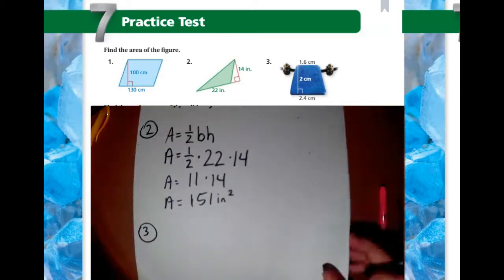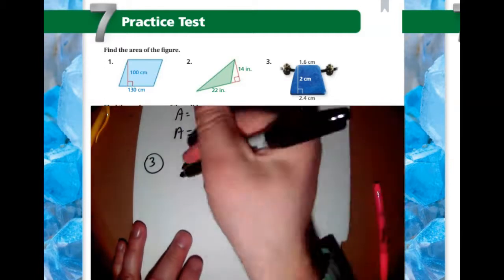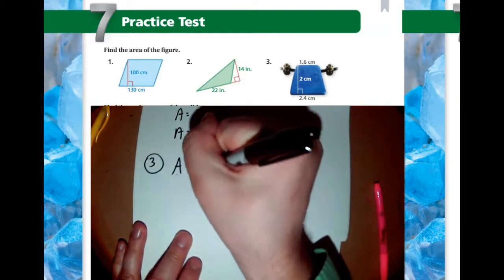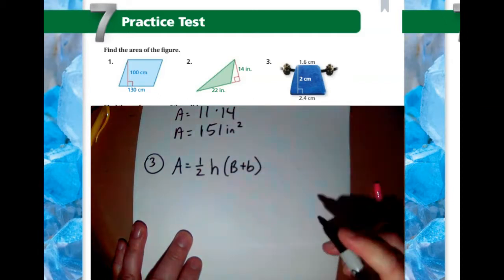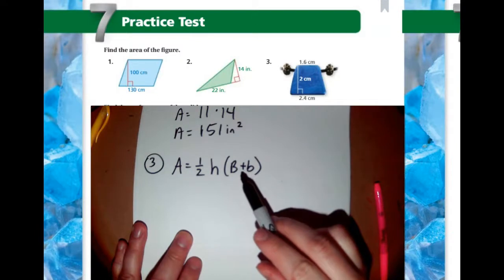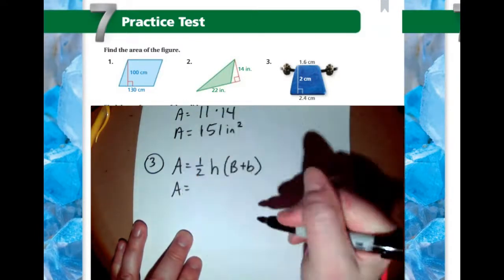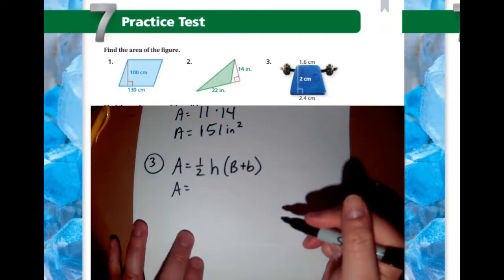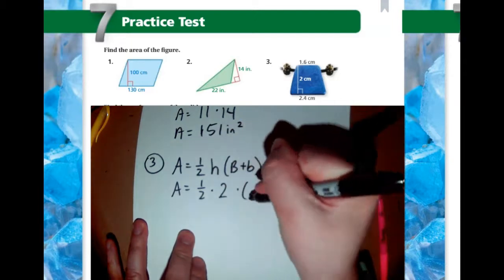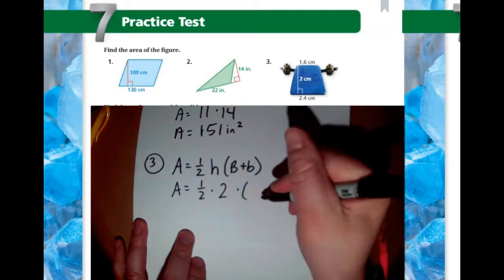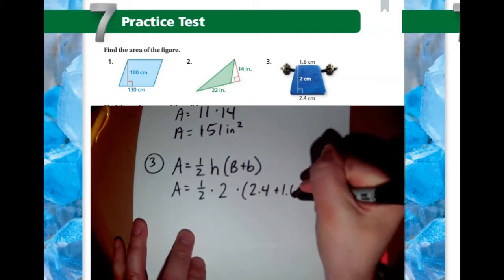You knew this was coming, right? We had a parallelogram, we had a triangle, now we've got that trapezoid. Remember the area formula for a trapezoid. 1/2 times the height times the sum of the bases. I like to think big B, little b. You could do B1 plus B2. Doesn't really matter. So the area equals, let's see, our height is going to be 2 centimeters. So 1/2 times 2 times the sum of my bases, which are 2 and 4/10, plus 1 and 6/10.